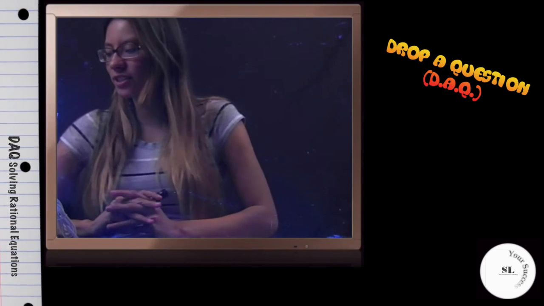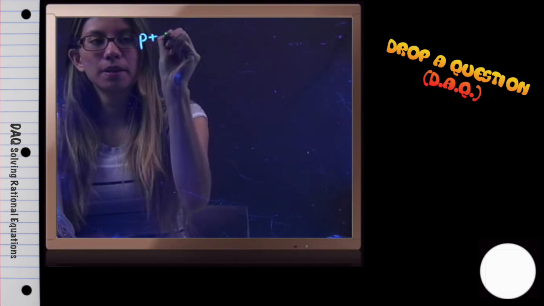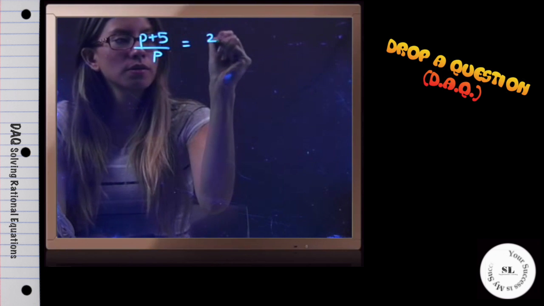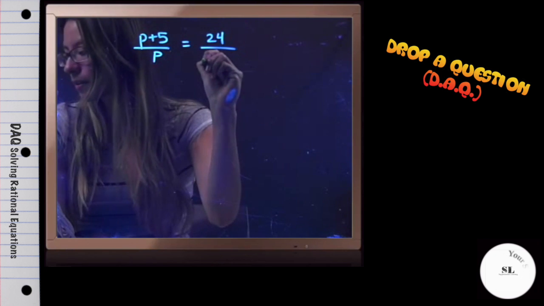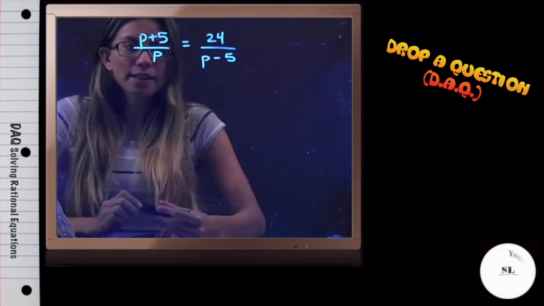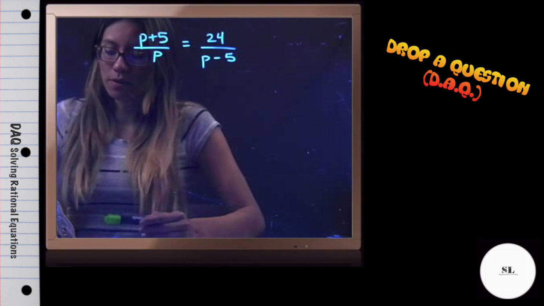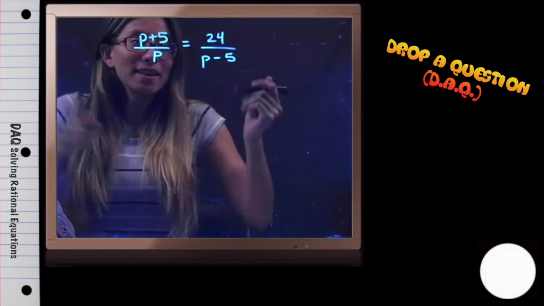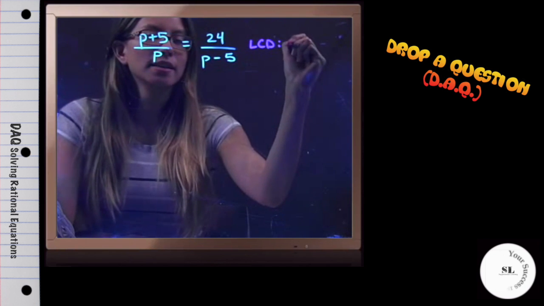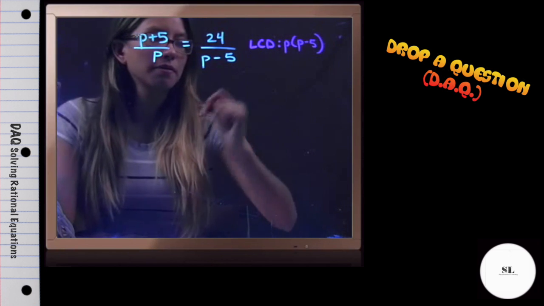So for this type of question, we are solving a rational equation. P plus 5 over P equals 24 over P minus 5. When solving rational expressions, we realize that the denominators are not the same. So our first step is going to be to make them the same by finding the LCD. In this case, the LCD is going to be P multiplied by P minus 5.